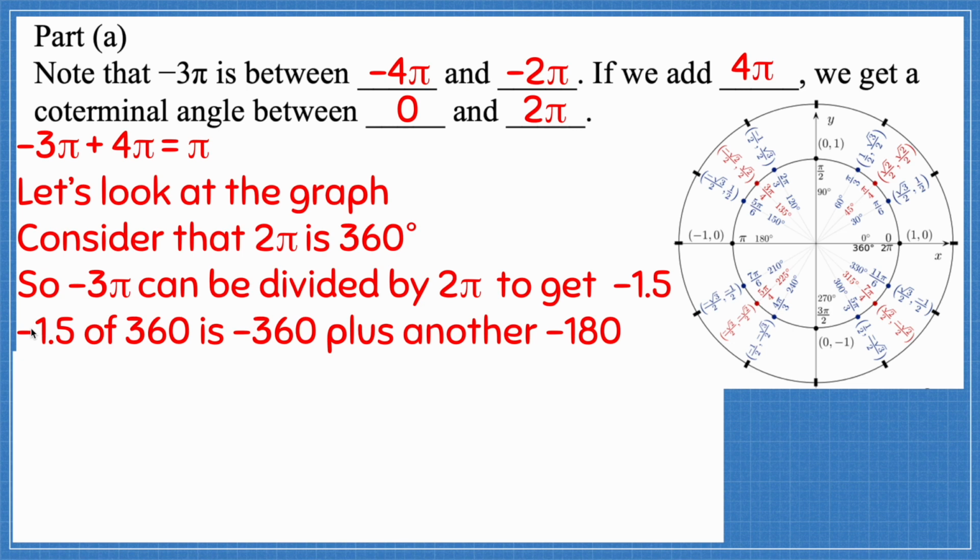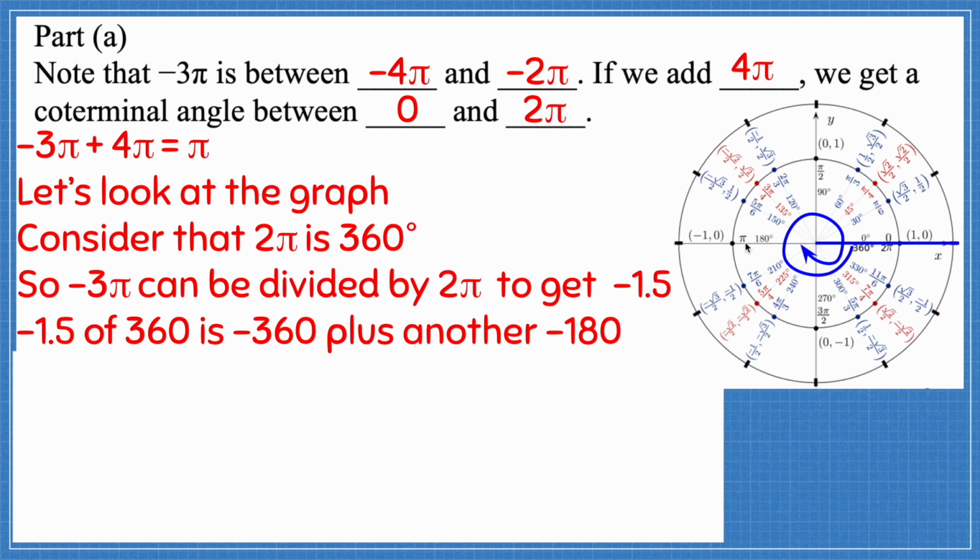Make sure you're paying attention to the negative part of this, because what this means is instead of going positive this way, if you can see that the angles are going positive in this direction, I'm actually going to go negative, okay? So here I'm going to start at the 0. You always start at this point here, and I'm going to go backwards 360 degrees, and then I'm going to go another 180 degrees, okay? So that's my full loop. That's negative 3 pi going all the way around, okay?